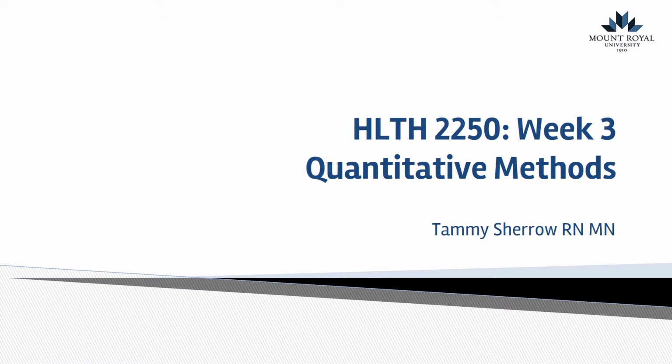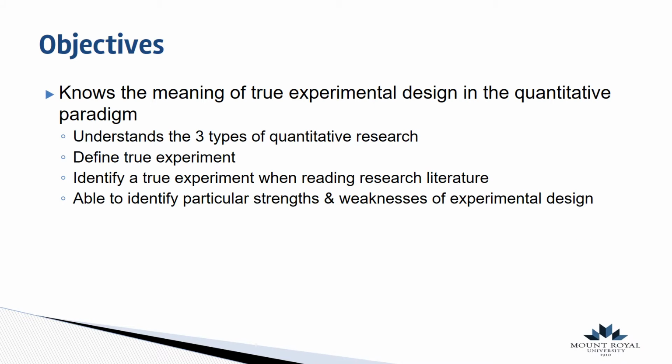So this is number one, and it's really going to just focus on an introduction to quantitative research methods and specifically the randomized controlled trial. So our objectives are to know the meaning of a true experimental design in the quantitative paradigm and what that looks like. We're going to explore the three types of quant research, define what a true experiment is and what is required for something to be deemed a true experiment.